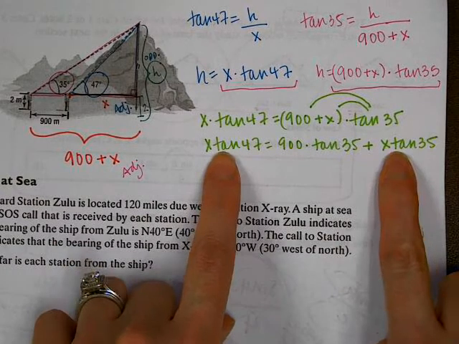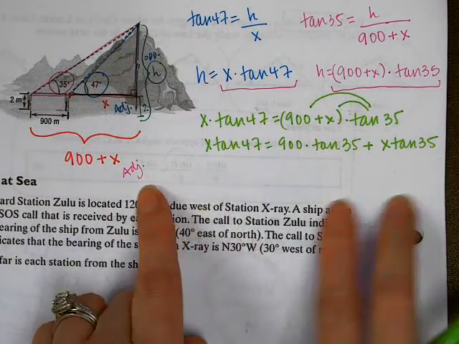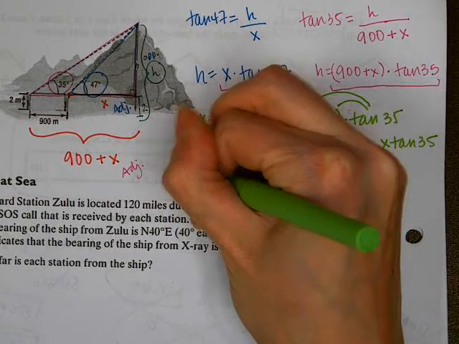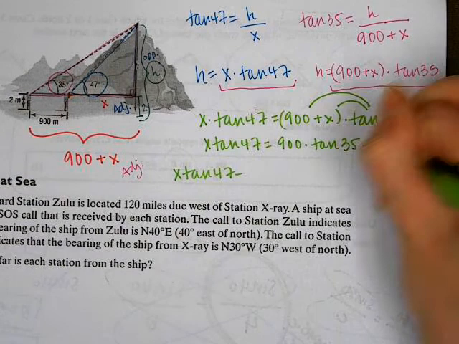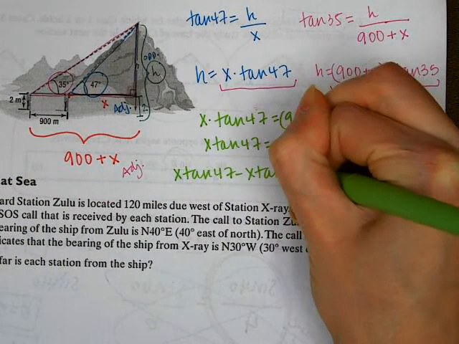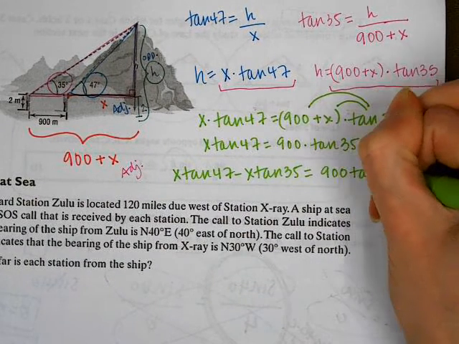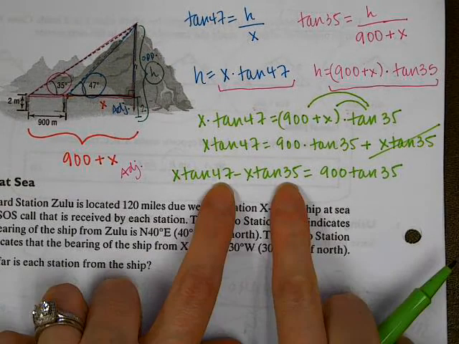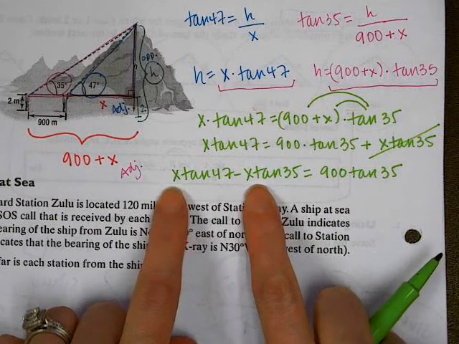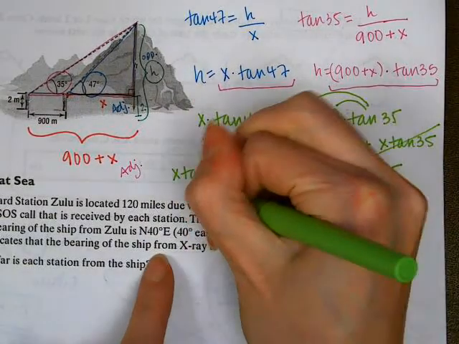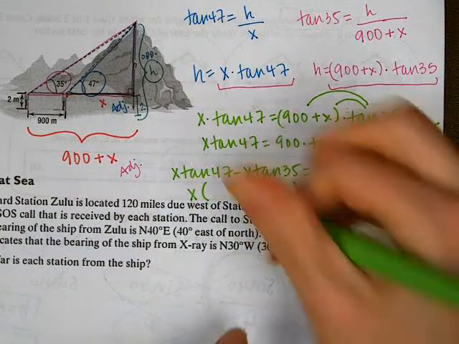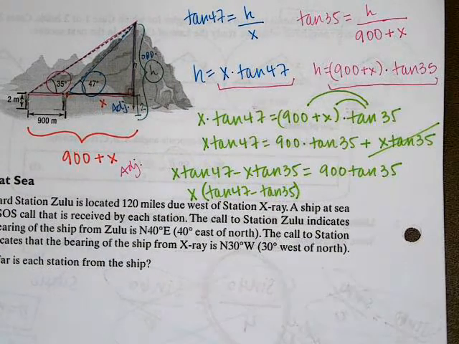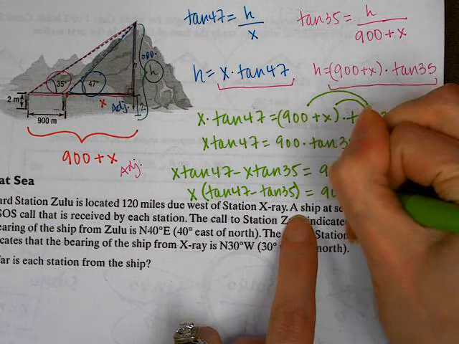And now if you have x's on both sides, we're going to want to subtract one of them over to get both of the x's on the same side. So now it's x tan 47 minus this guy, x tan 35, equals 900 tan 35. And then you guys, I hope you know better than to just subtract these two angles. What we need to do is factor an x out. And if you factor an x out, you have tan 47 minus tan 35. Don't be illegal here. And then we still have equals 900 tan 35.